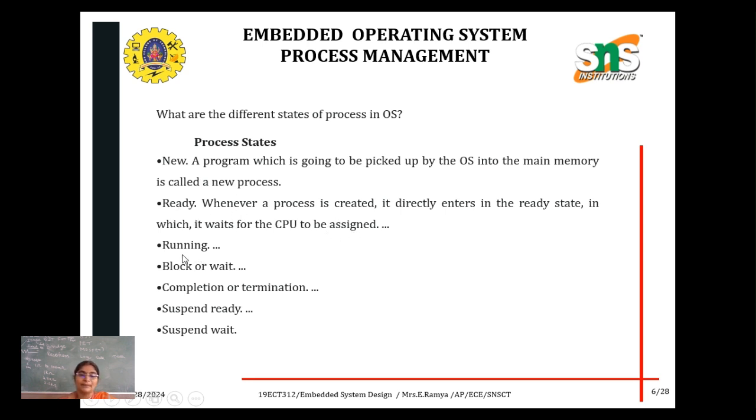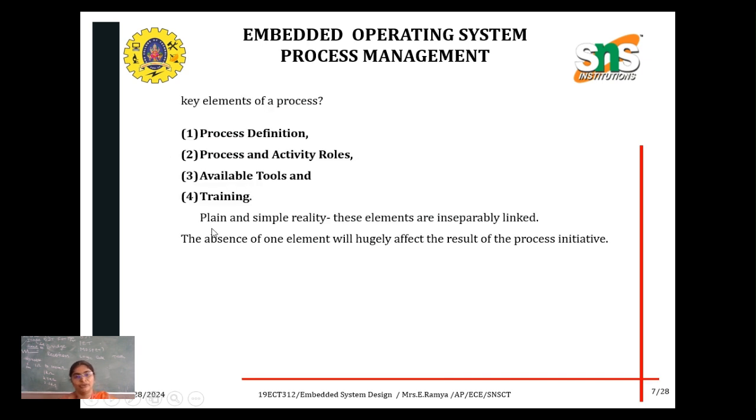What is meant by the running state? It is continuously processing. We have the wait or block state, and another state is completion or termination, the suspended ready state, or the suspended wait state. What are the key elements: process definition, process and activity rules, available tools and training. In plain and simple reality, these elements are inseparably linked.